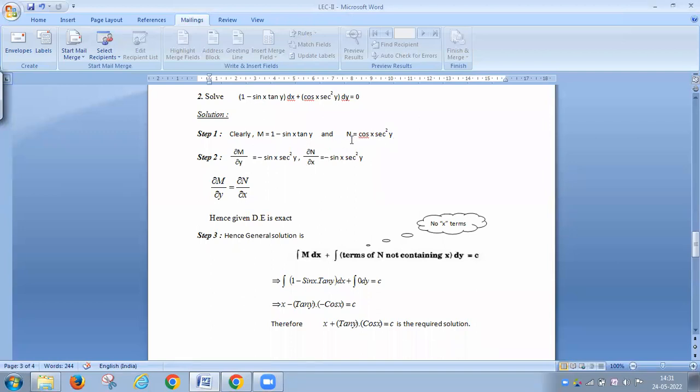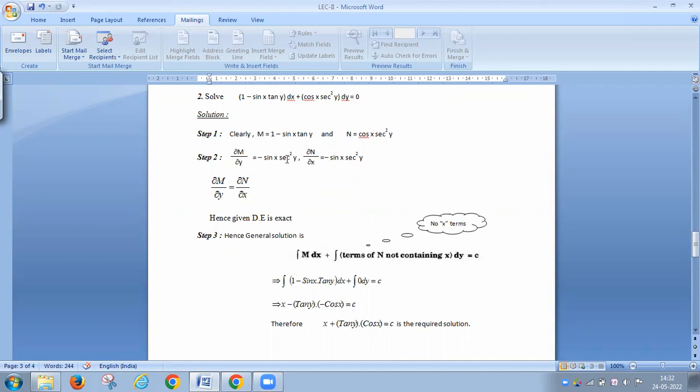Differentiate this N with respect to x, treating y as a constant. So here secant square y is constant. Derivative of cos x is minus sin x. So ∂N/∂x is minus sin x into secant square y.